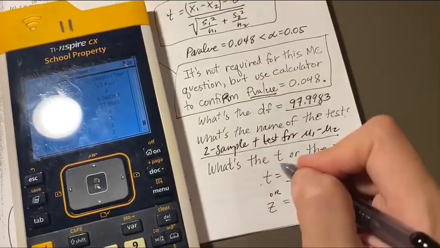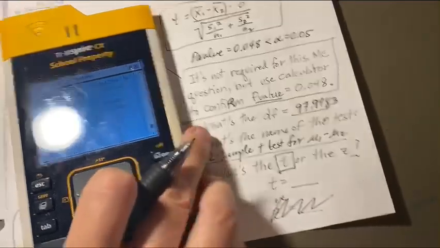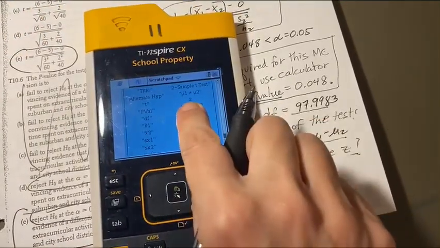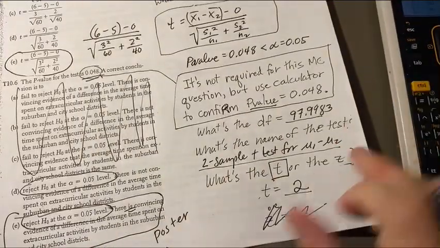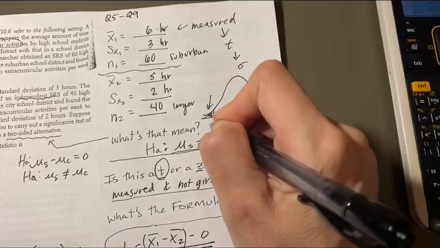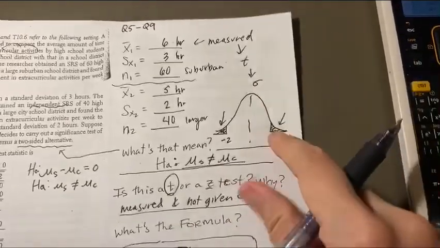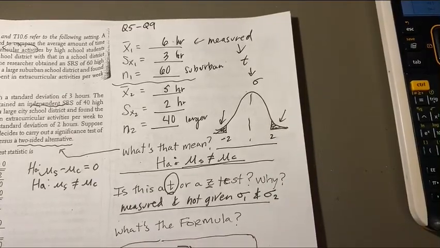Okay, so what was the t or the z? This was a t-test because we didn't have sigma, and my t was 2. So I was 2 standard deviations from the mean to the left and to the right. So this was 2 and -2. So they gave me the area under the curve, both to the left and to the right. Awesome sauce. So, question number 7.